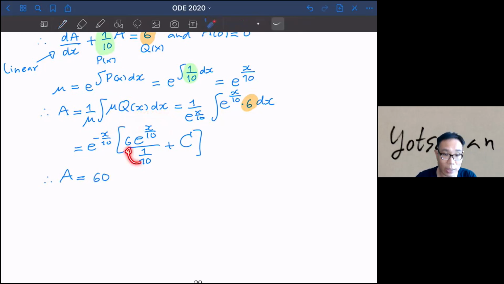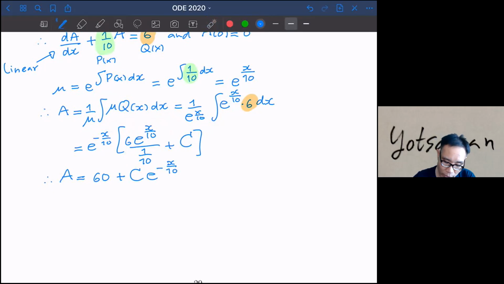I have 10 up here, so it's going to give me 60, and this multiplied by this is going to turn out to be 0, e to the 0, so it's going to be 1, and it's going to be plus c e to the negative x over 10. Okay, so that is going to be our A.